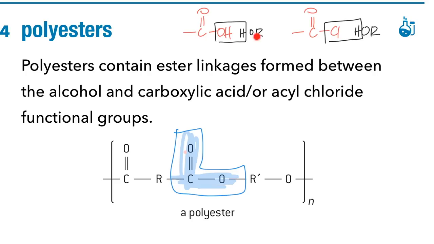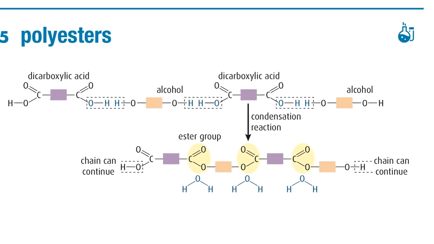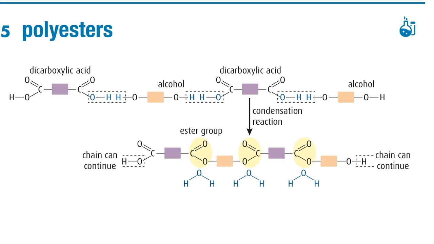And COO bonds with O. Now, there are two ways to make polyesters. The most basic one, the one that you've even seen in O levels, is to take a dicarboxylic acid, and you might remember these boxes also seen in O levels, because we don't care what's in the middle.